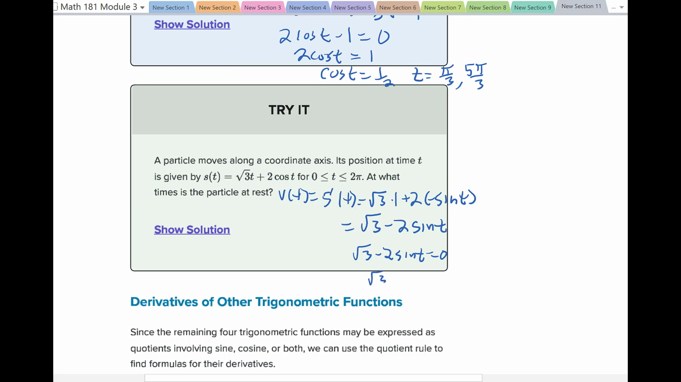So square root of 3 equals 2 sine t, and sine t equals square root of 3 over 2. So from 0 to 2 pi, when is that going to happen? Remember your trig days. That's going to be at the first quadrant, so pi over 3, and the second quadrant, 2 pi over 3.